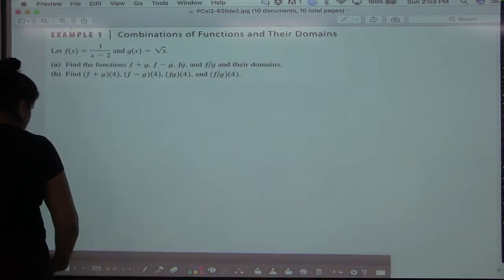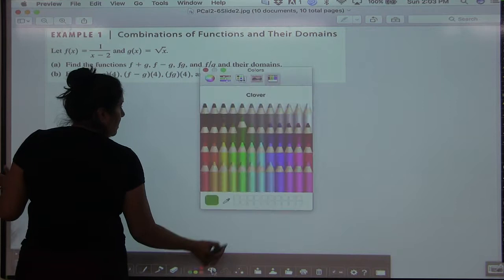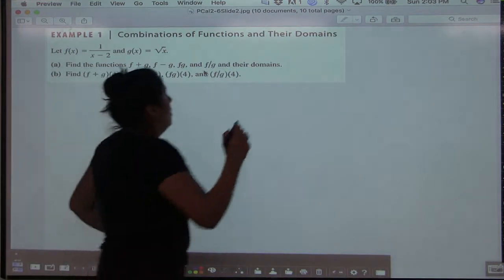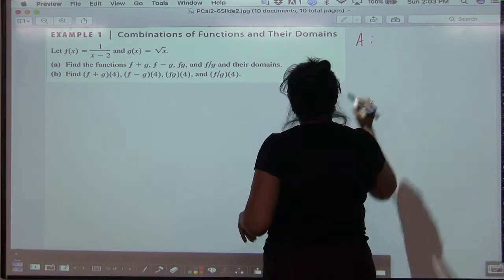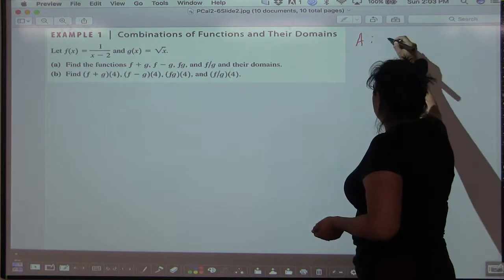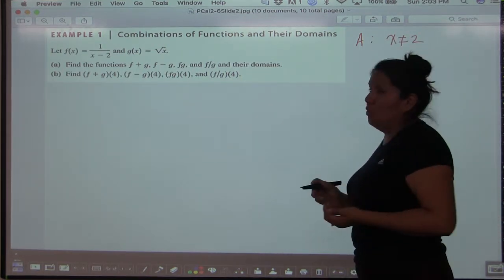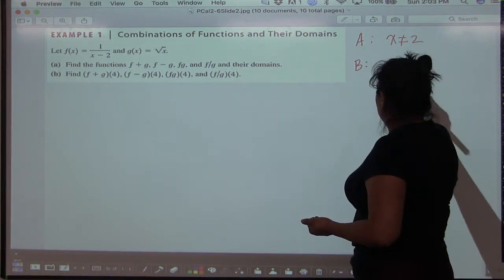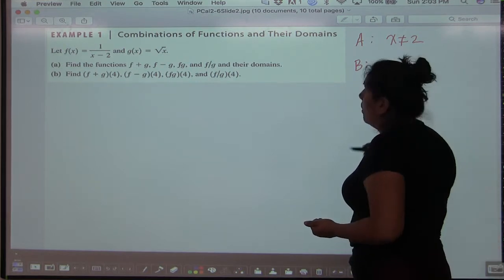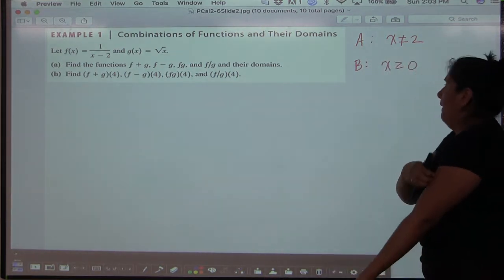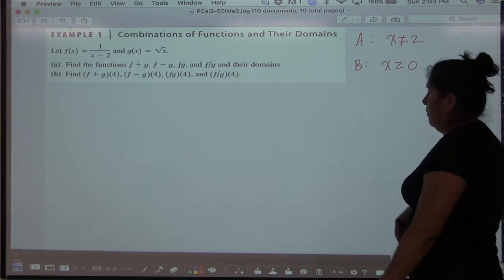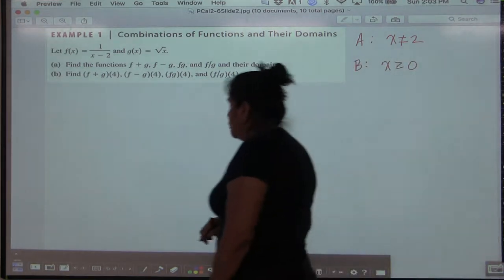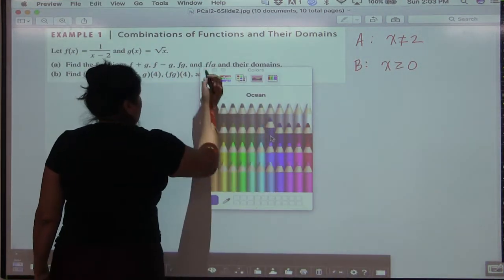And the first thing I'm going to do is identify what the domains are of the original functions, the f and the g. So for my A, the domain of the f function is that x cannot equal 2 because you don't want division by 0. And then for my B function, the domain would be that x would need to be greater than or equal to 0 because you have the square root of x. You can't take the square root of a negative number. So then we go to the algebra portion.